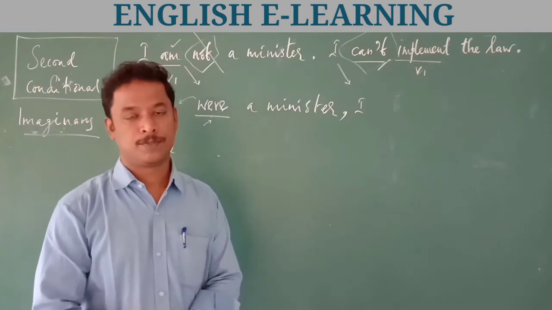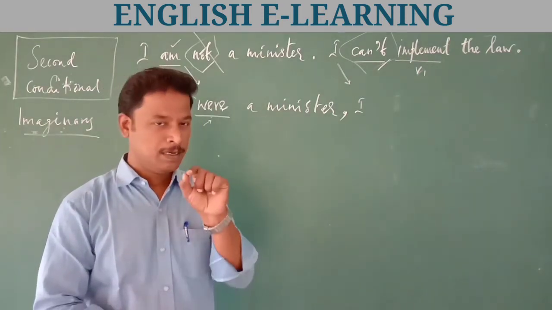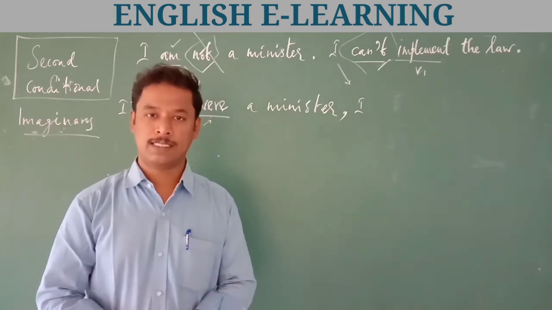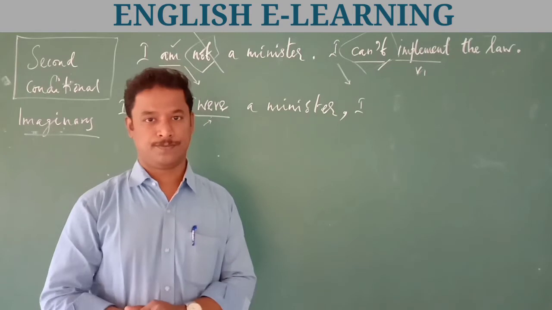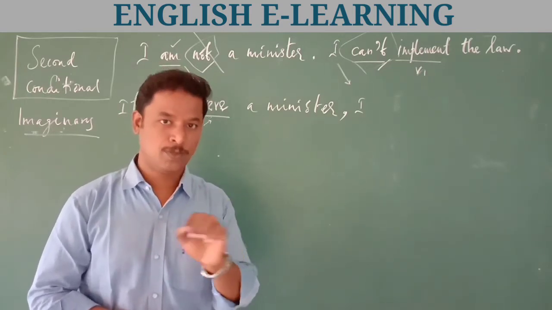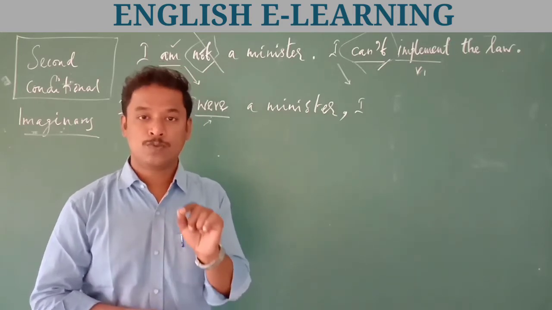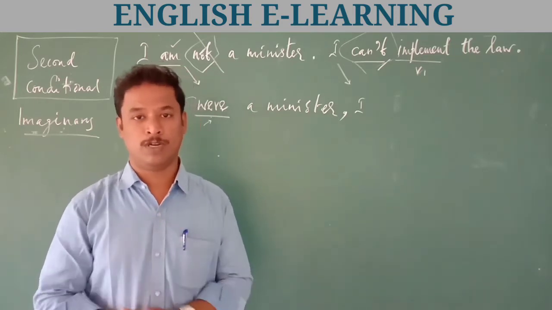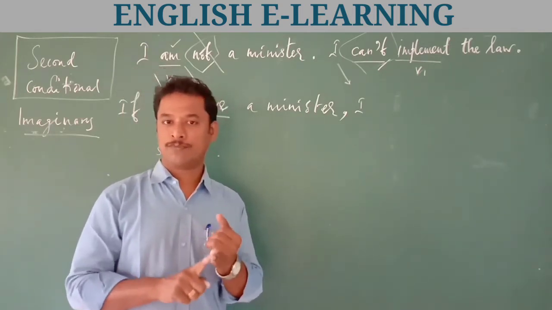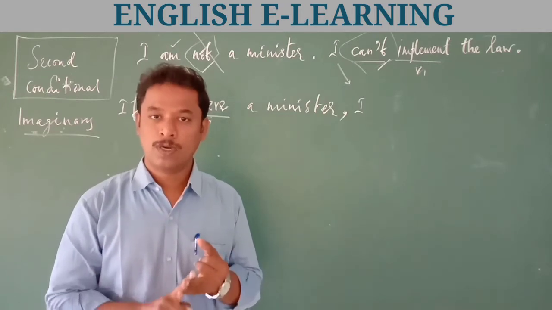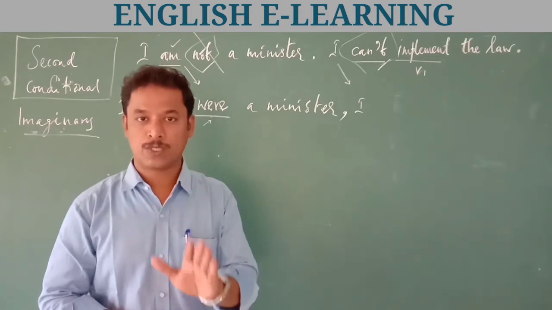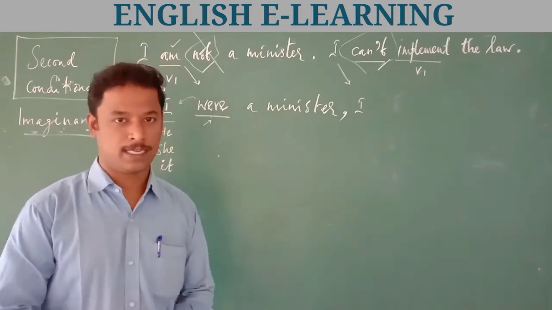The result should be in would plus verb 1, because the second conditional class has this combination: the condition should be in verb 2 and the result should be in would plus verb 1. These are the combinations of the second conditional. If plus verb 2 plus would plus verb 1. This is the combination of the imaginary, that is, the second conditional class.